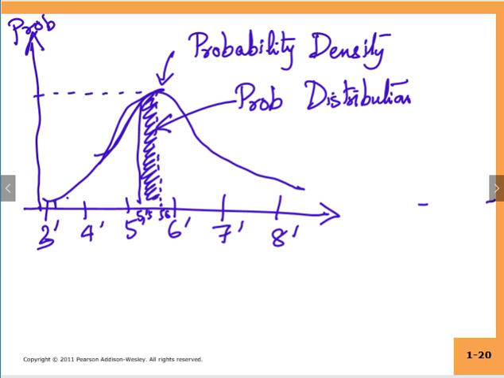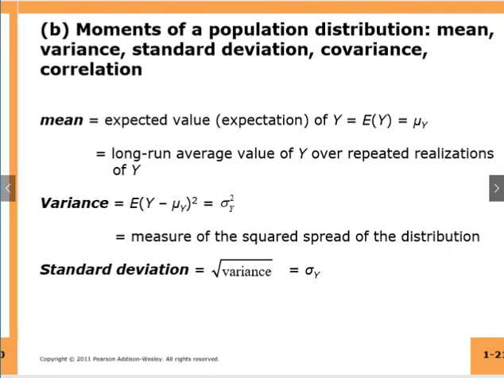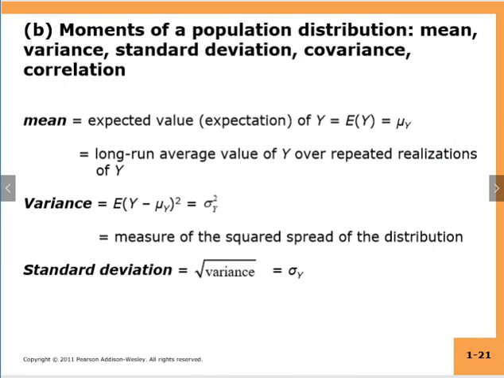So this is what I wanted to talk about, and so let us go to the moments of a population distribution. What are moments? Moments are basically the characteristics, or those values, which determine what the shape of your distribution is like. Okay. So, the most common distribution that many of us often talk about is of course the normal distribution. What is the mean of the normal distribution?